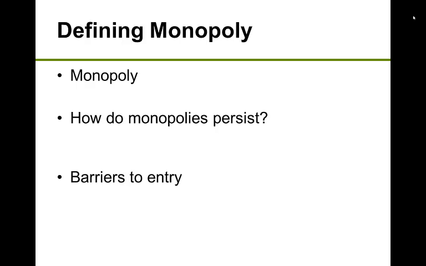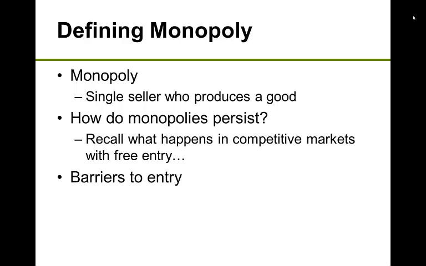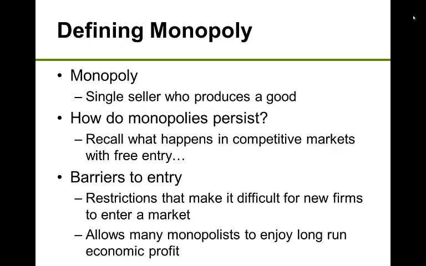Okay, so what is a monopoly? Well, a monopoly is a market where there is one single seller who produces a good. And the reason that monopolies will arise is because of something called barriers to entry. If a monopolist is making a profit, then normally in the long run other firms would enter the market, and that would drive the price down until the monopolist is no longer making a profit. But something prevents that from happening in a monopoly market.